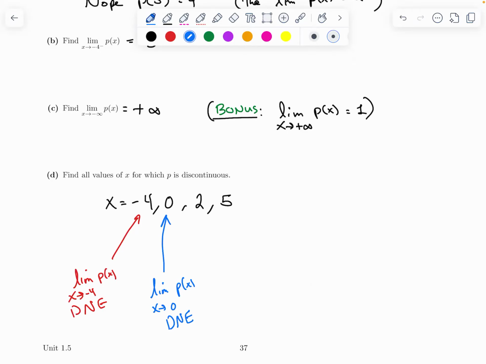Then at 2, the problem is that p of 2 does not exist. The limit exists, and it's roughly -1.5, but that's not enough. You need the limit and the function to exist and to be equal to each other. And last but not least, 5 is that the limit as x approaches 5 of p of x does not equal p of 5.